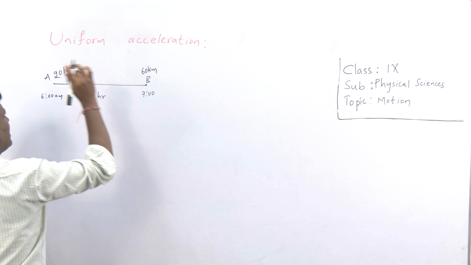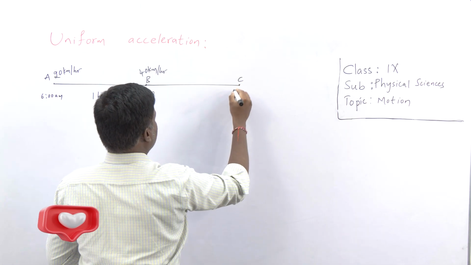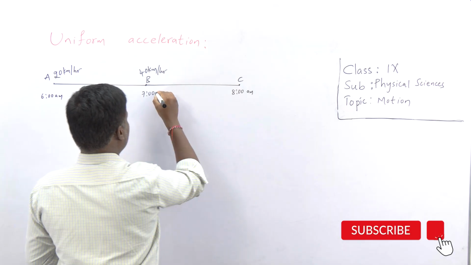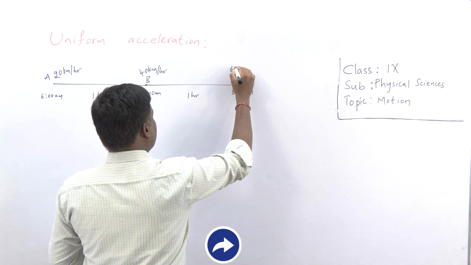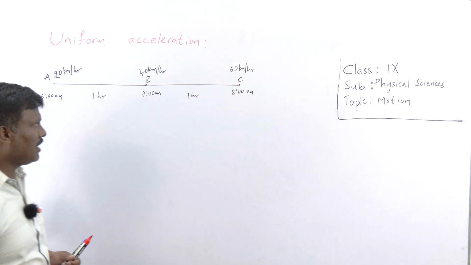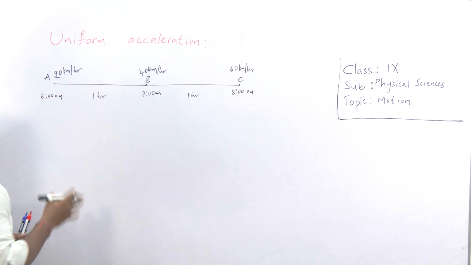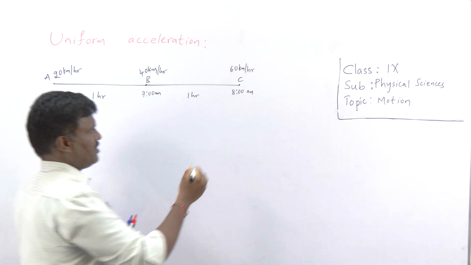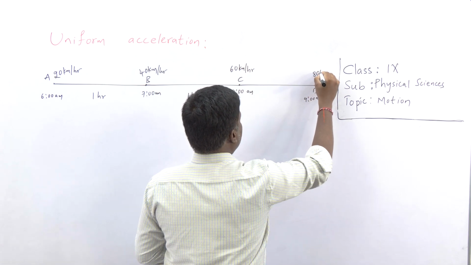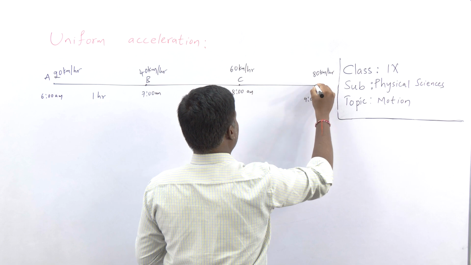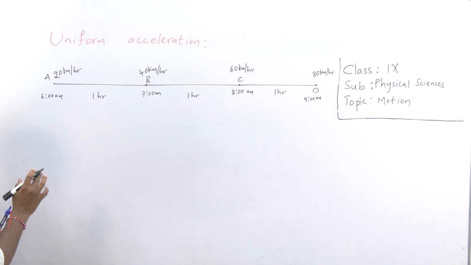Whereas I'll take this as 20 kilometer per hour. This is 40 kilometer per hour. You reached point C at 8 a.m. That means the time interval is again 1 hour. At point C, your vehicle speed is 60 kilometer per hour. Now we are going to understand uniform acceleration with this example. At 9 a.m. you reach point D. At point D your car speed is 80 kilometer per hour. The time interval is again 1 hour.